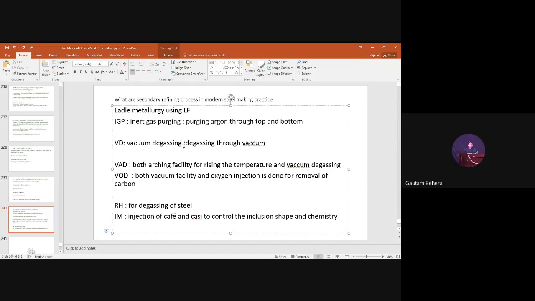Because you understand, the moment we apply vacuum, the partial pressure of the dissolved gases will be reduced, right? So if the partial pressure is reduced, then what will happen? It will automatically come out from the steel. During vacuum degassing, we can also do some purging, so that we can do recirculation inside the ladle. The steel can be recirculated, right?